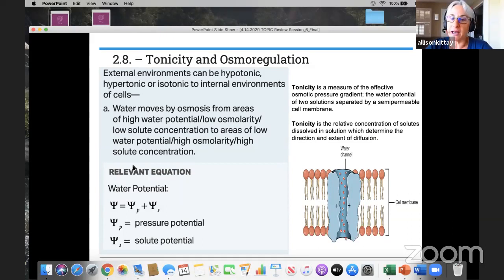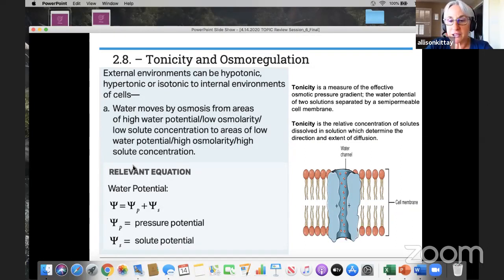Another way to say that is that it's the relative concentration of solutes dissolved in a solution, which determines the extent and direction of diffusion. So if you look at my image, I have a cell membrane, and just to review that cell membrane structure, you can see the phospholipid bilayer.